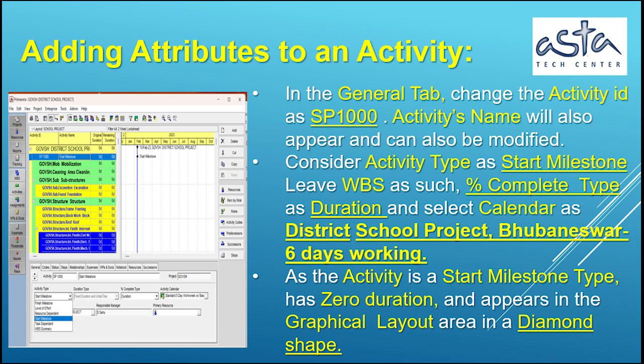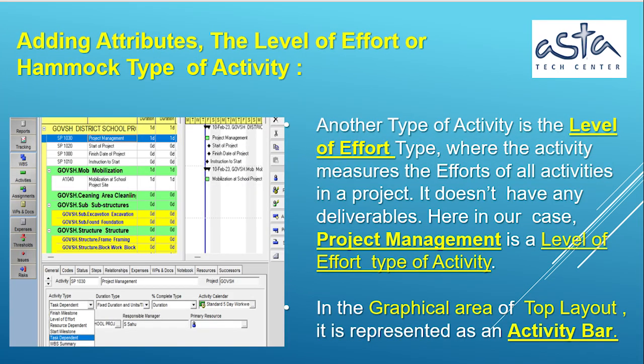Adding attributes to an activity. In the General tab, change the activity ID to SP1000. The activity's name will also appear and can also be modified. Consider the activity type as Start Milestone, leave WBS as such, the percent complete type as duration, and select the calendar as District School Project, Bhubaneswar, 6 days working. As the activity is a Start Milestone type, it has zero duration, and appears in the graphical layout area in a diamond shape.